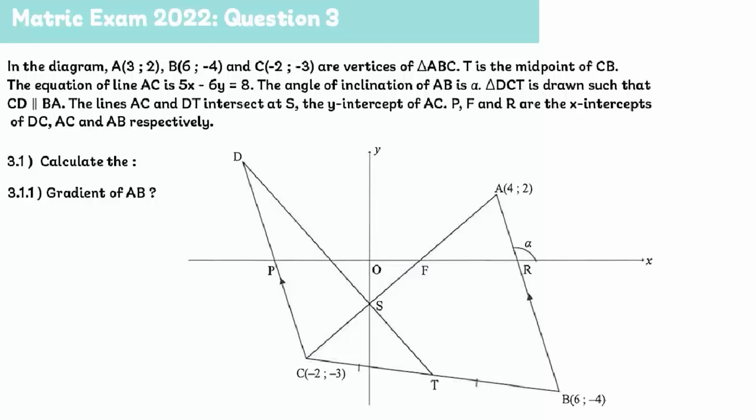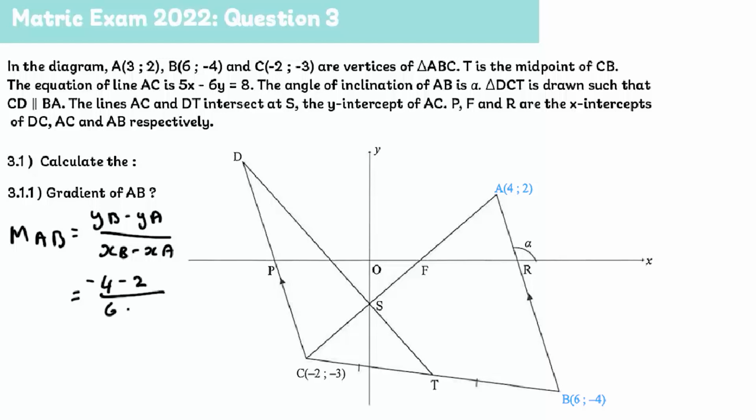Calculate the gradient of AB. The formula to calculate the gradient of AB would be: the gradient of AB equals y of B minus y of A over x of B minus x of A. That'll equal (-4 - 2) over (6 - 3), and if you punch it into your calculator you'll get -3. So therefore the gradient is -3.